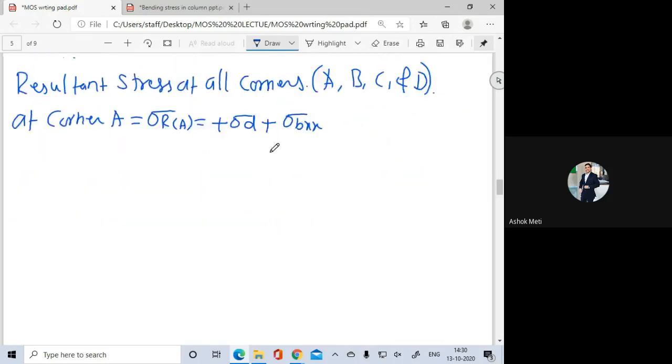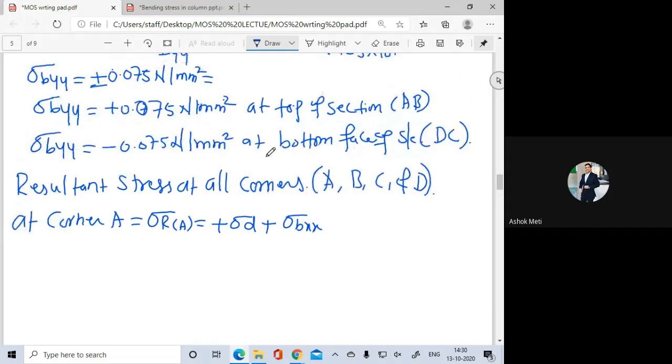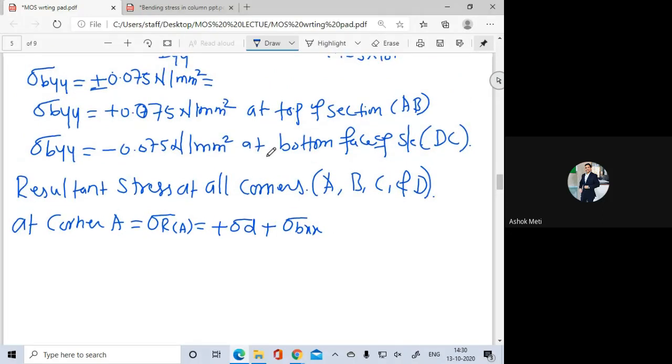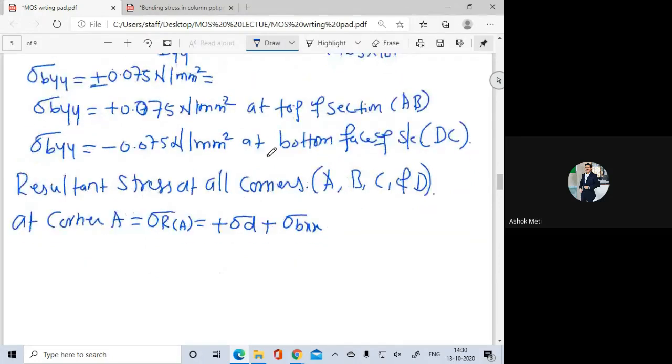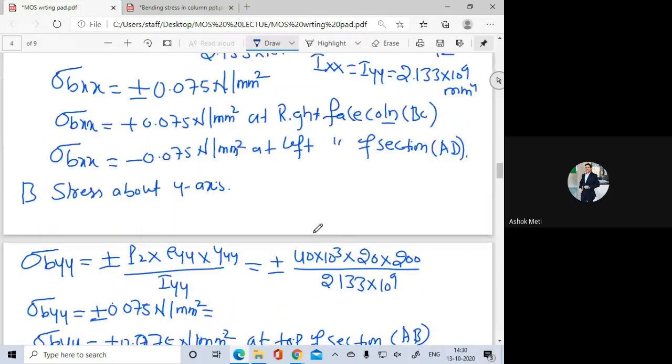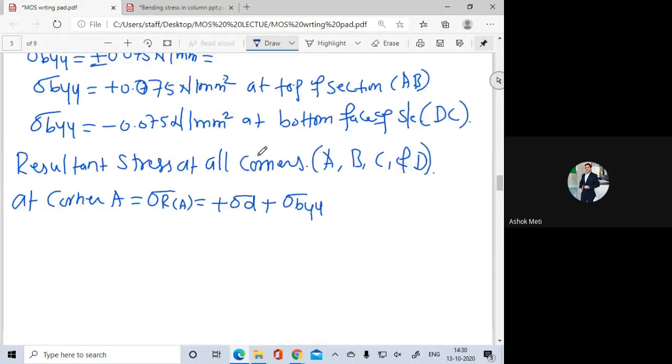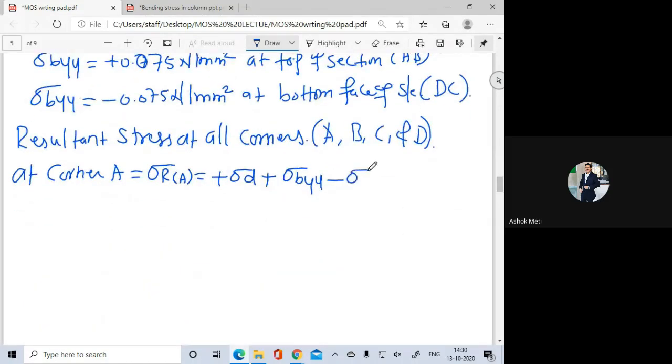So here, sigma B y, what is it? It is the top face; in sigma B y, your top face is coming. So now I can write it as sigma yy. Again, the left face is there. So Bx is having the left face. Here the left face is minus 0.075. So here I can write that as sigma b xx.